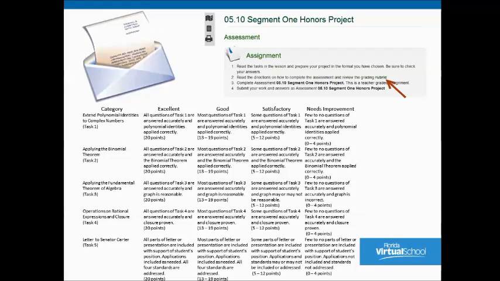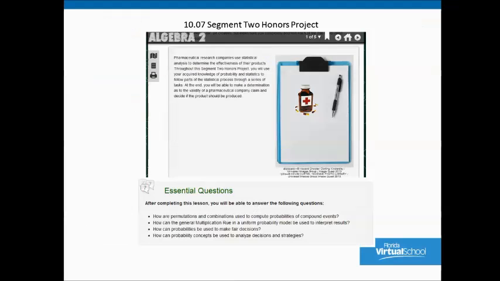The rubric for the honors project is in the answer key, but it's also available for the students to see. They can click on the green link that says rubric, so they know what is expected of them and how many points they get for each task.